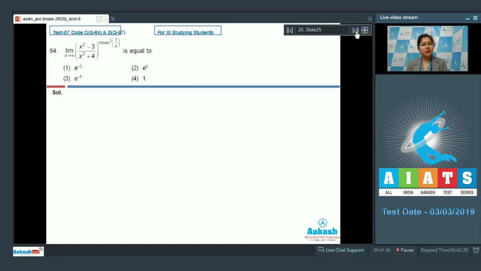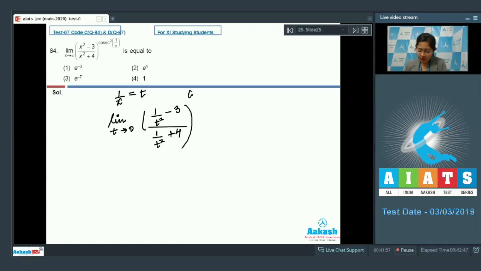Next is question number 84, which says that limit x tending to infinity, (x square minus 3 upon x square plus 4) whole raised to the power cosecant square 1 by x is equal to. Now here, if I put 1 by x equal to t, so what will we get? Limit of t tending to 0, (1 upon t square minus 3 upon 1 upon t square plus 4) whole raised to the power cosecant square t.